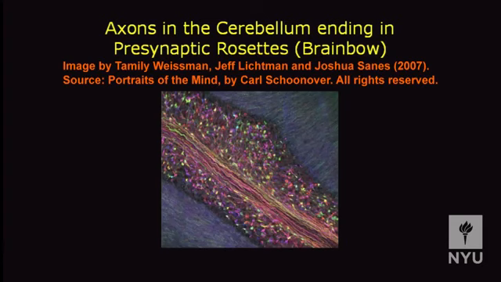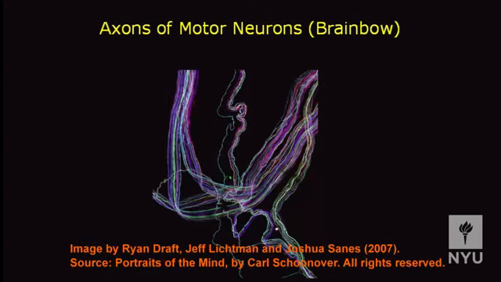This is brainbow applied to the cerebellum, ending in presynaptic what are called rosettes. You can see lots of different cells have been labeled, and here are their axons, and these little puffs are the rosettes ending in the cerebellum. And here are axons of motor neurons that are all, again, colored with different colors of the brainbow, and you see all of their axons going down.